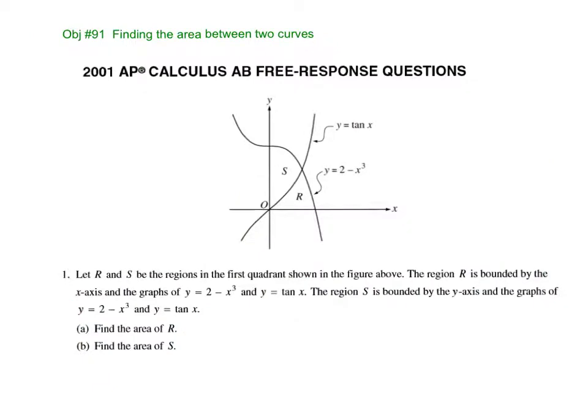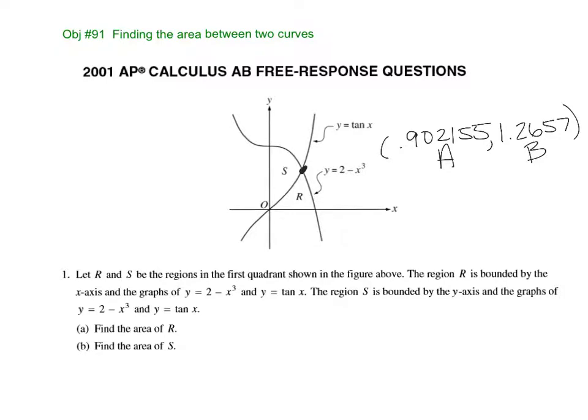All right, so now we're going to do an AP problem. I want you to pause the video. You need to find this point. This is a calculator problem. So pause the video, put y equals tan x, y equals 2 minus x cubed into your graphing calculator, and find that point. All right, so if you do that, I got 0.902155, and I called that A in my graphing calculator, 1.2657. And I called that B in my graphing calculator.